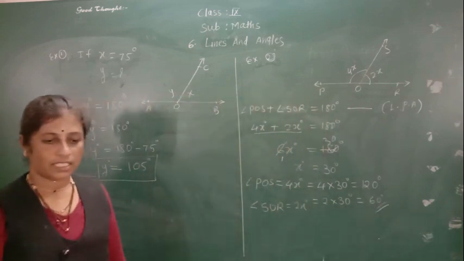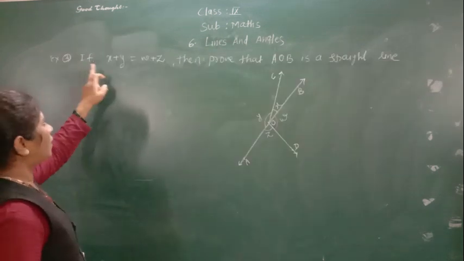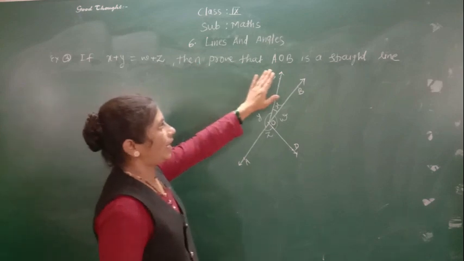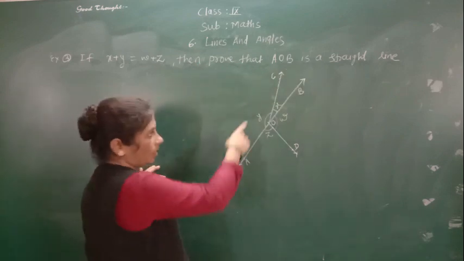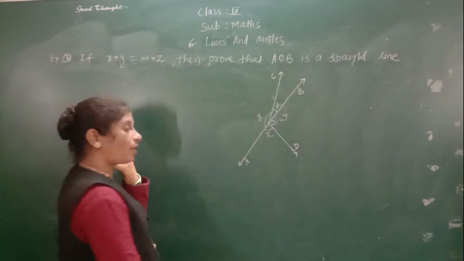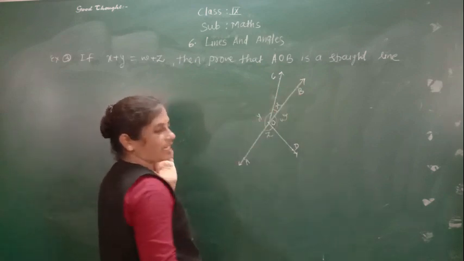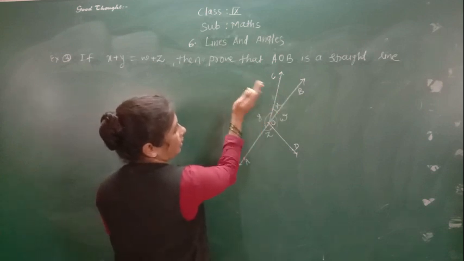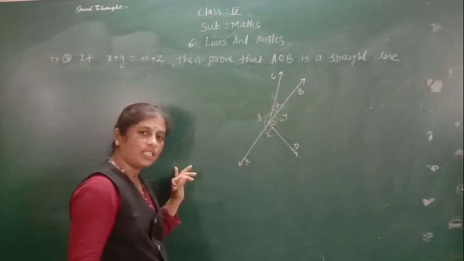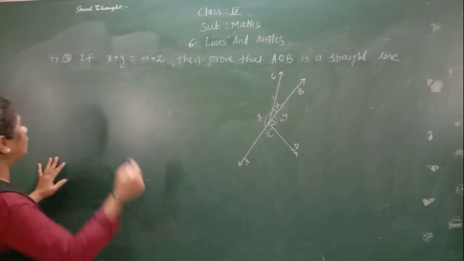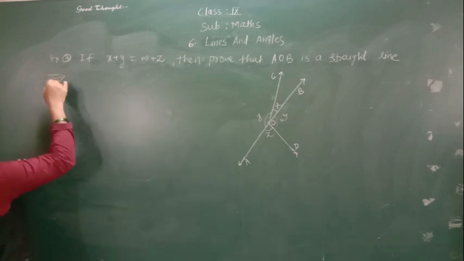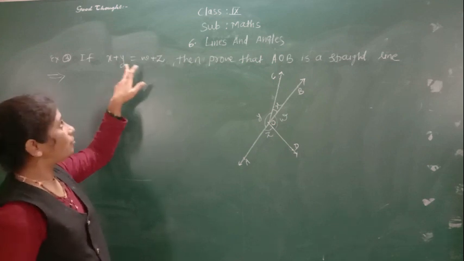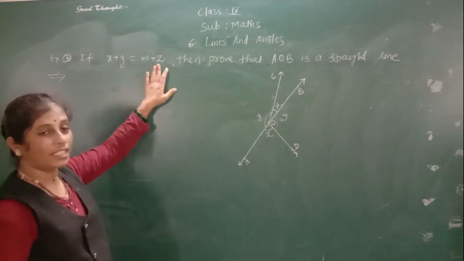Understood? Now next example. If x plus y equals w plus z, then prove that AOB is a straight line. The figure is already given. So we have to prove that AOB is a straight line. AOB is a straight line means what we have to prove? That on either side, this side or this side, the angle measurement is 180 degrees. Here it is given that x plus y equals w plus z.